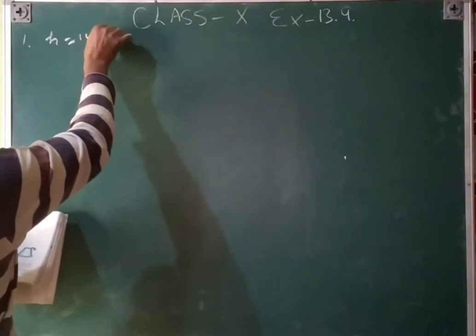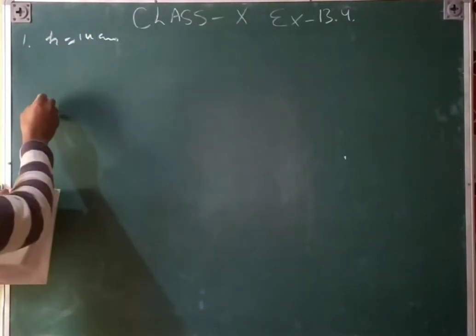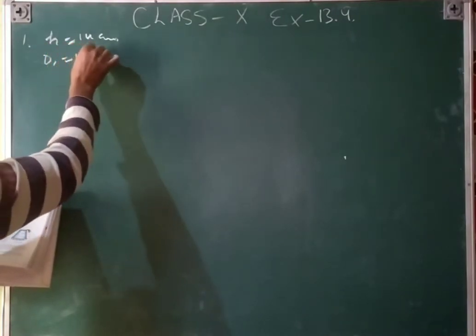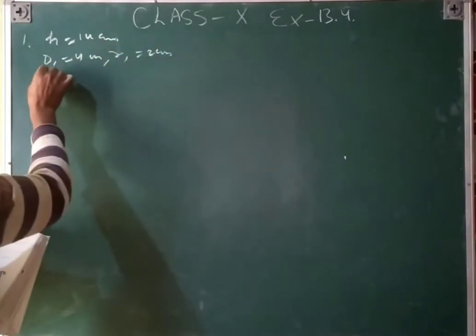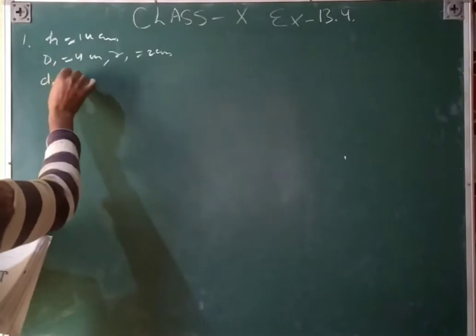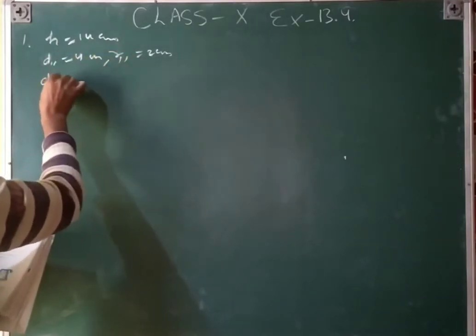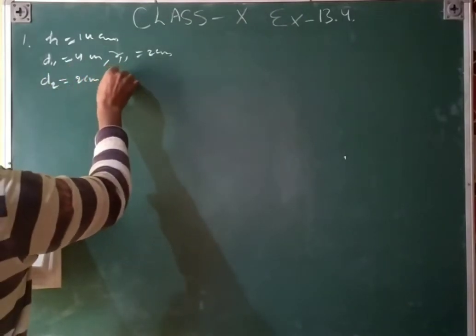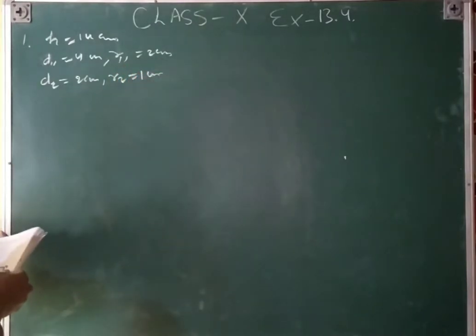height is equal to 14 centimeter, and then the diameter of the two circular ends, D1 is equal to 4 centimeter, so R1 is equal to 2 centimeter, and D2 is equal to 2 centimeter, so R2 will be 1 centimeter. Then find the capacity of the glass.